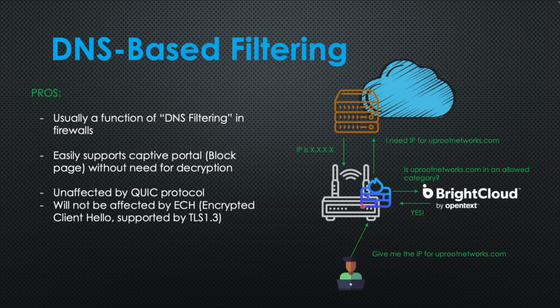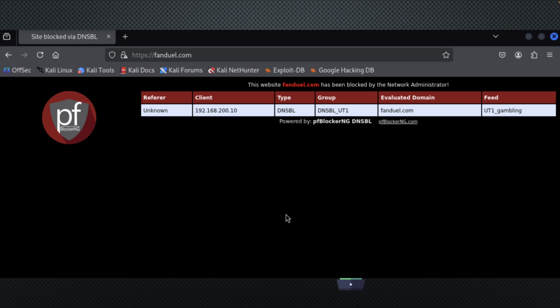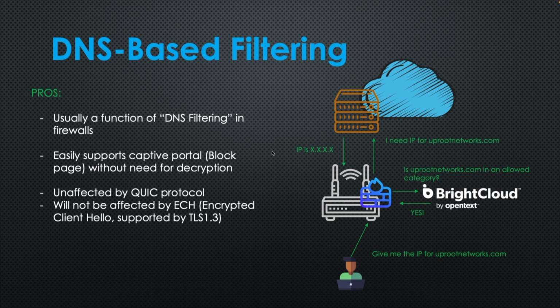Pros with DNS-based filtering. So usually this is just an extension of DNS filtering, which is a function of the firewall. DNS-based filtering also allows us to easily support captive portal or block page without the need for any sort of decryption. It's unaffected by the QUIC protocol as well as TLS 1.3, both of which support Encrypted ClientHello or ECH.